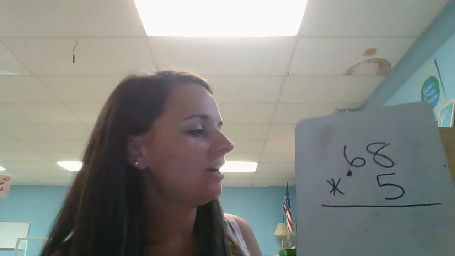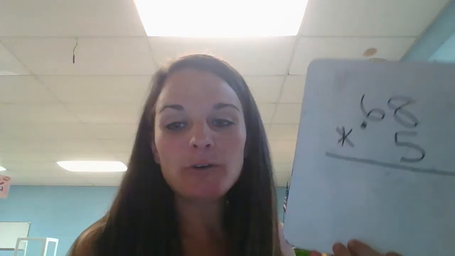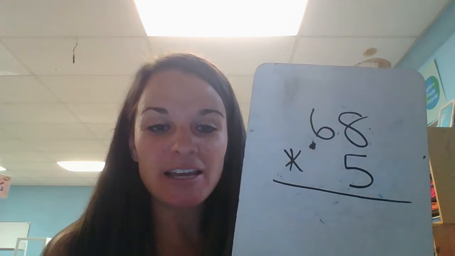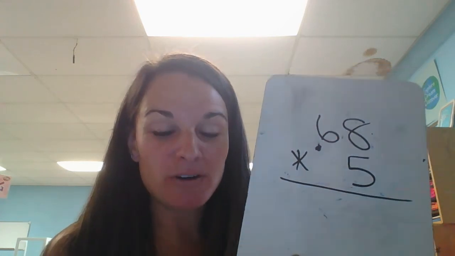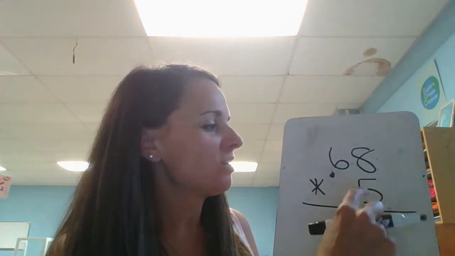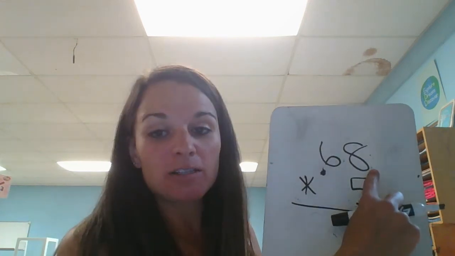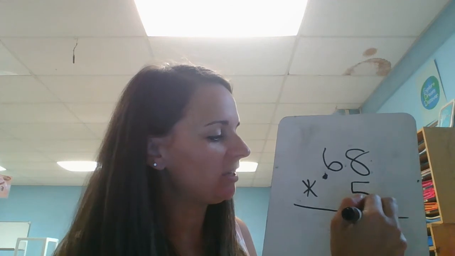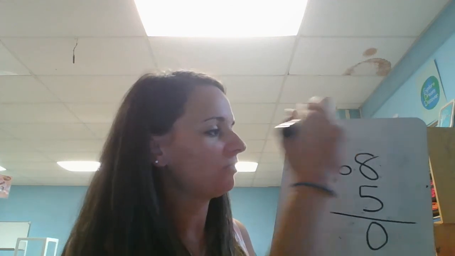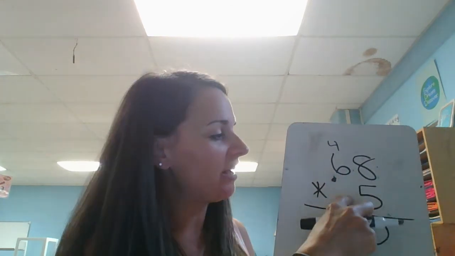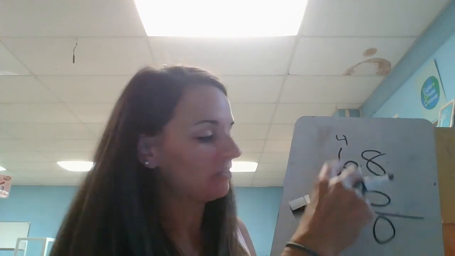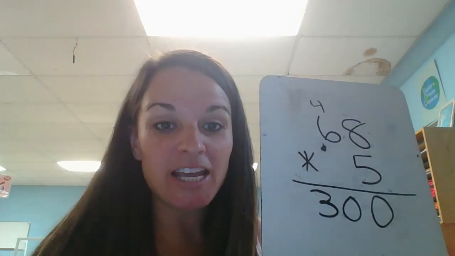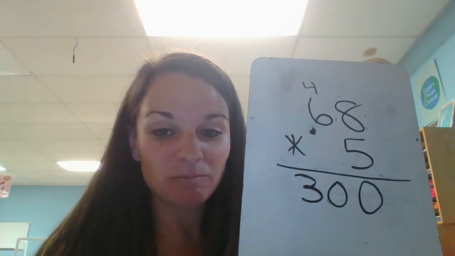I'm back. All right. So I want to show you a mistake. I want to see if you can figure out what mistake I am making with my multiplication. All right. So 5 times 8 is 40. That is true. No mistake. So I put the 0 down here and I carry the 4. Okay. Then 5 times 6 is 30. So then I put a 30 right here. Right? I made a mistake.